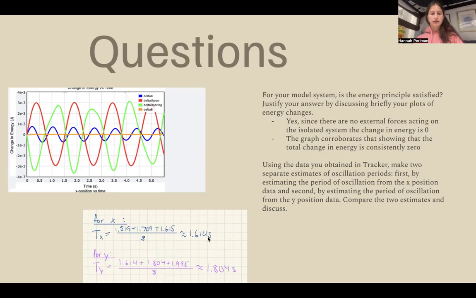And then using the data I obtained from Tracker, I made two separate estimates of the oscillation periods. So for the X oscillation period, it's 1.614 seconds. And for Y, it's 1.804 seconds. So it might have just been that where I was clicking on the mass, it took a longer time for it to go back up on the Y position than it did for it to get across on the X position.